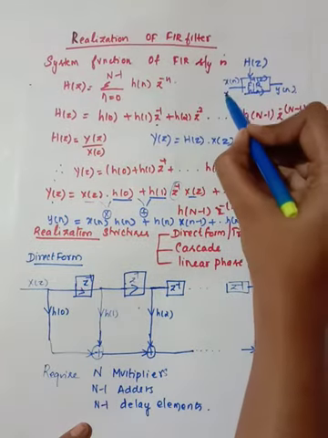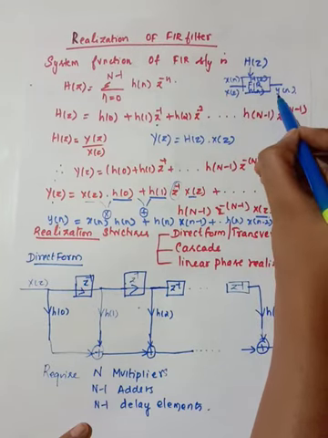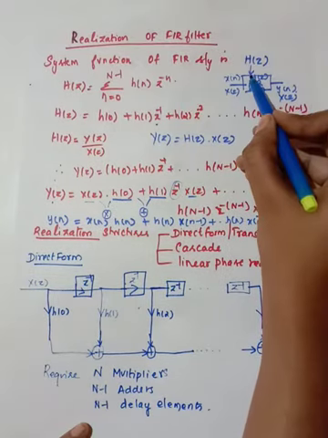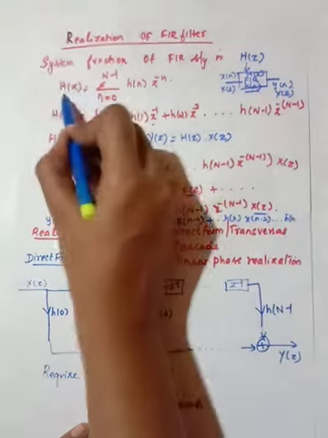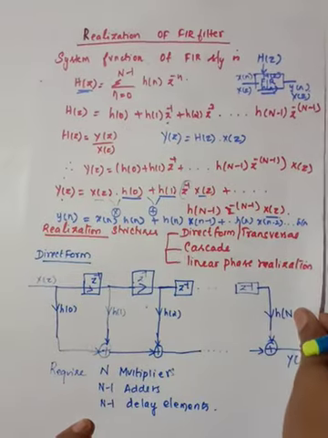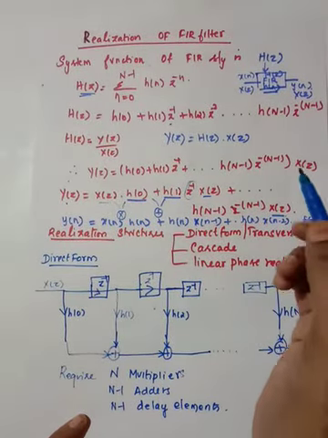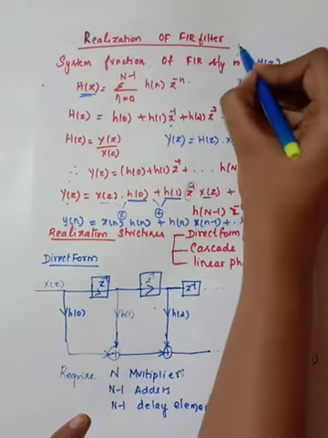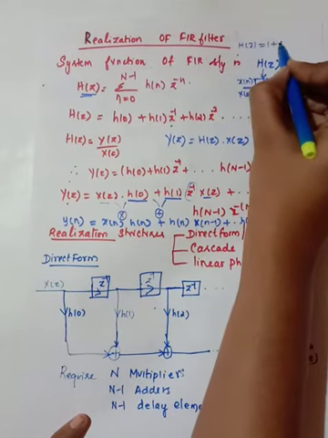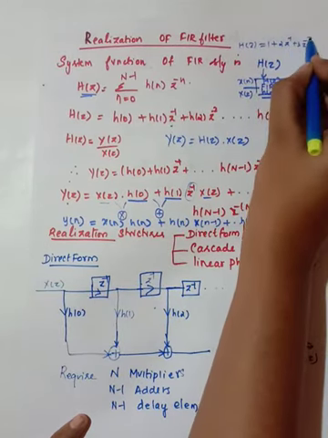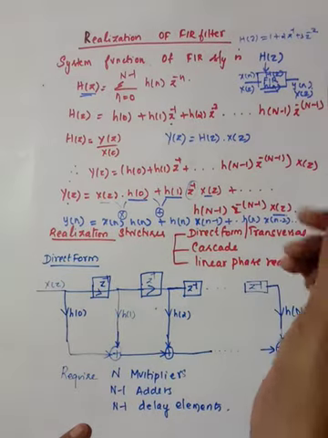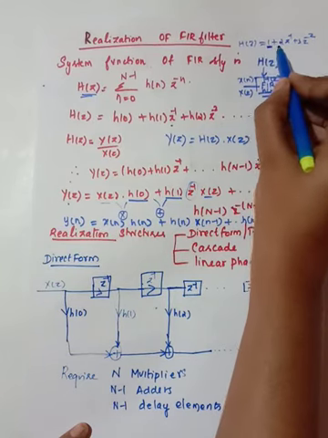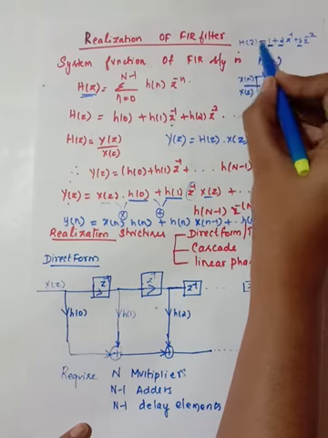Here x of n will be represented in the Z domain as X of z, and the output as Y of z. Using the design techniques, we find the transfer function of the filter. So what are all the things in the transfer function? For example, for any design technique, the result will be like this: h of z equals 1 plus 2z inverse plus 3z power minus 2, like that you will get the output. What is the meaning of this? These are the coefficients of the transfer function.